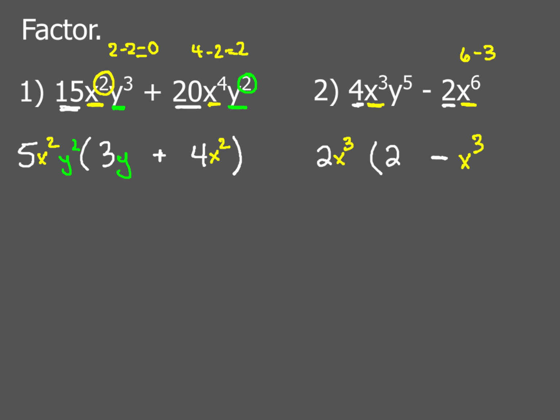Now, when I take a look at my last variable, the y, I've got y to the 5th, but I don't have any y's over here in my second term.